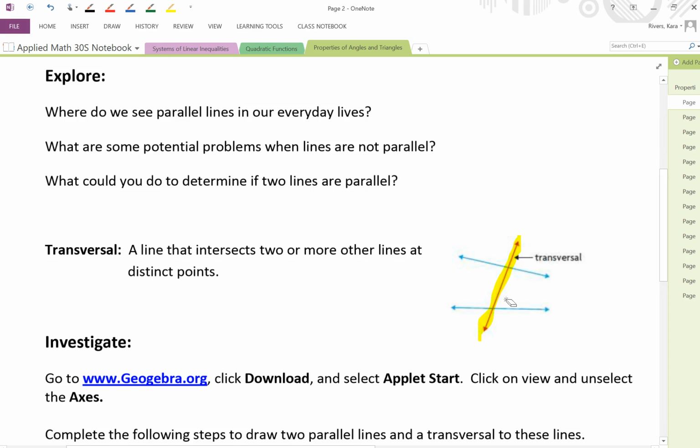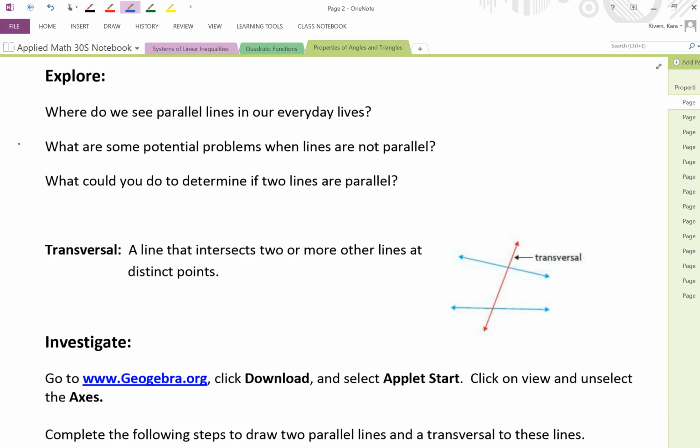Okay, you've got two other lines here, and I know they're lines, they've got arrows at either end going on forever. The transversal is a line as well going on forever, but it's intersecting the other two lines. Okay, so here it says, where do we see parallel lines in our everyday lives? So you can think about things. So what is a parallel line?